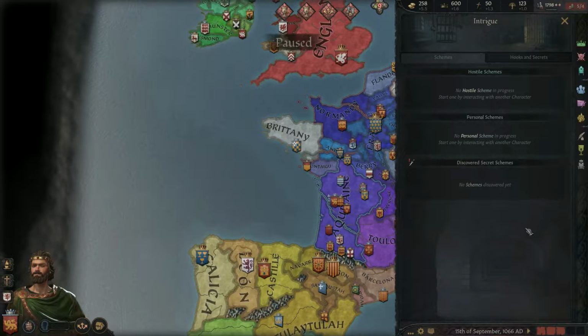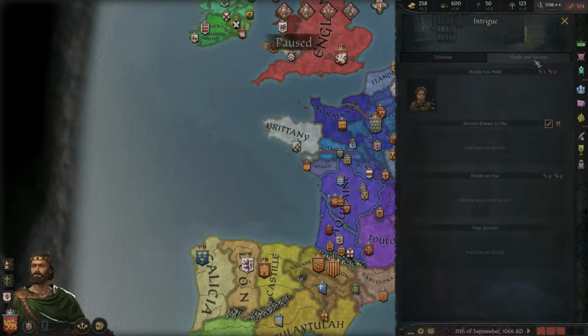The next one is intrigue. It's just a list of all the things you have going on: personal schemes, discovered schemes, hostile schemes. But more important, you've got your hooks and secrets. Here are the hooks you hold, the secrets linked to your hooks on you, and your secrets is just a nice list here, which is all in one place.